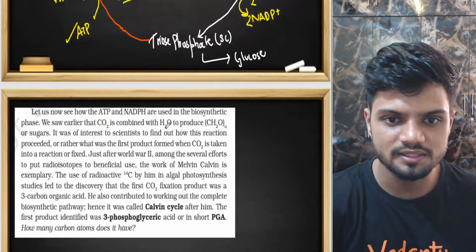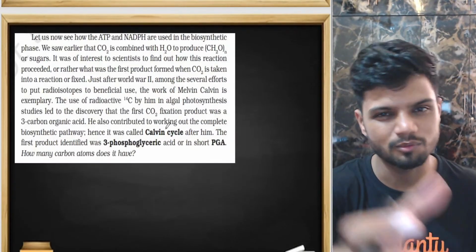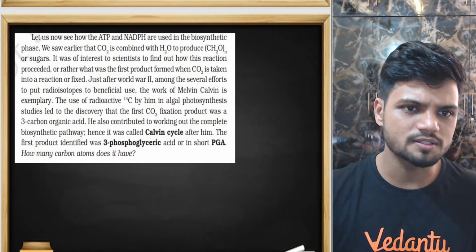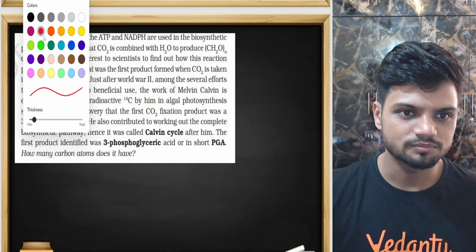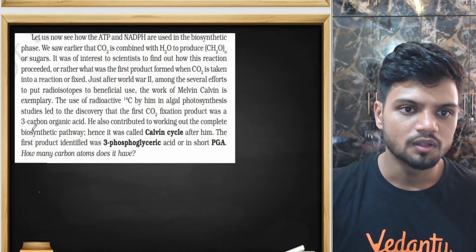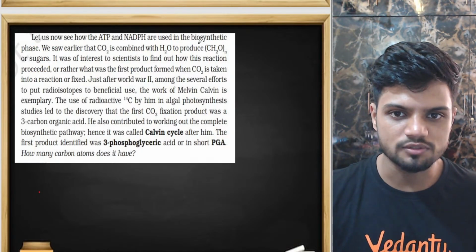Done. C3 cycle is done. Now let's read what is given in NCERT one more time to confirm whatever we have read is making sense, or is it true? Now let us see how ATP and NADP is used in the biosynthetic phase.